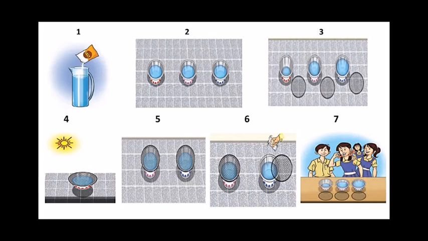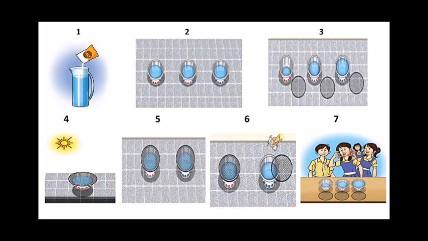So now children, after doing this activity, you will realize that because of the sun's heat, evaporation happens at a faster rate. That is why whenever we dry the clothes outside, the clothes dry out quickly. Why? Because of the process of evaporation. The same thing happened with the bowl that was kept outside in the sunlight.